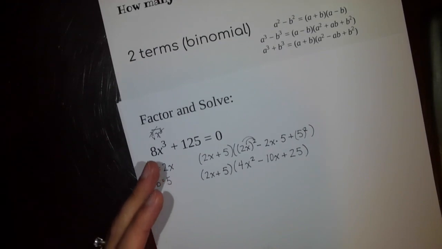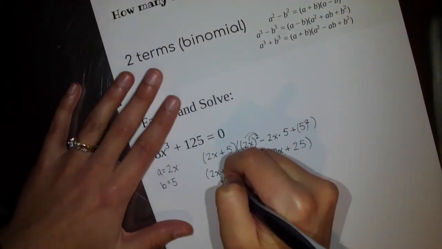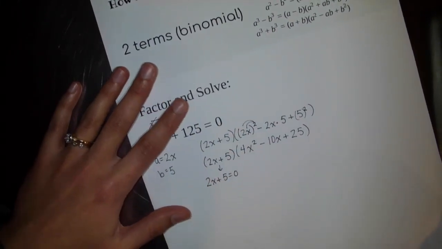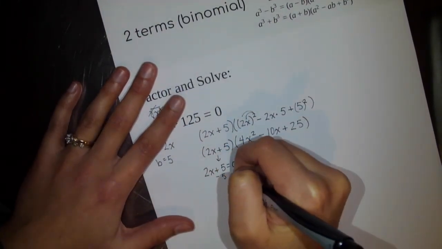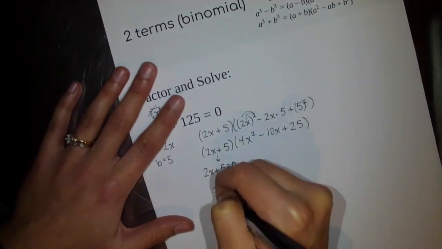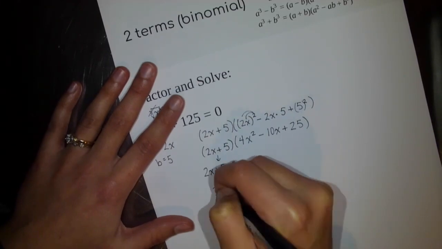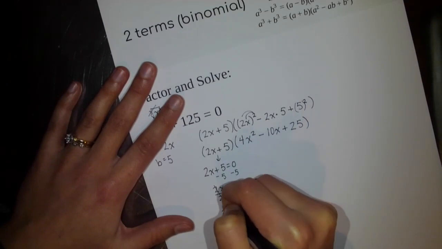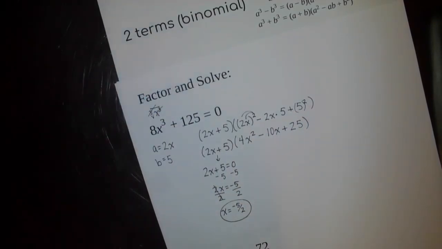So the next step is to solve. So 2x plus 5, I'll set that equal to 0 to solve. So solving here, I would subtract 5 and divide by 2. So x is equal to negative 5 over 2. So that's one of my solutions. For the next one, 4x squared minus 10x plus 25, I'm going to use the quadratic formula.